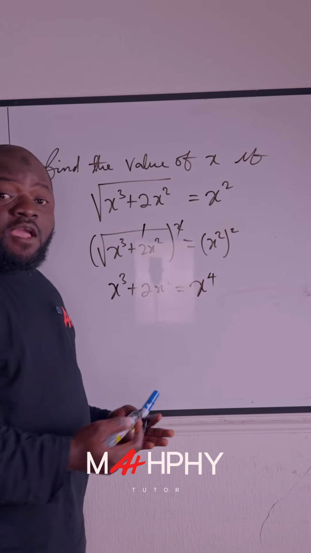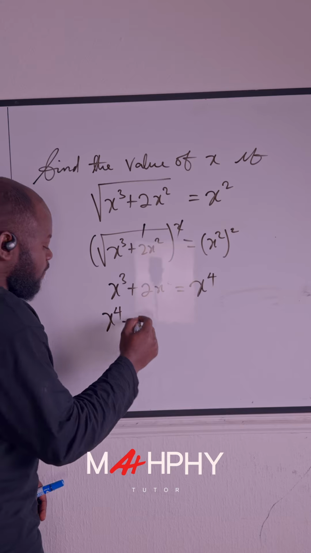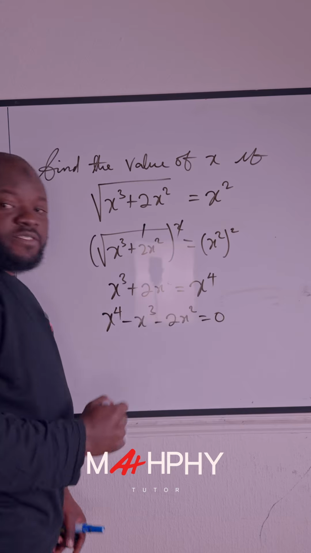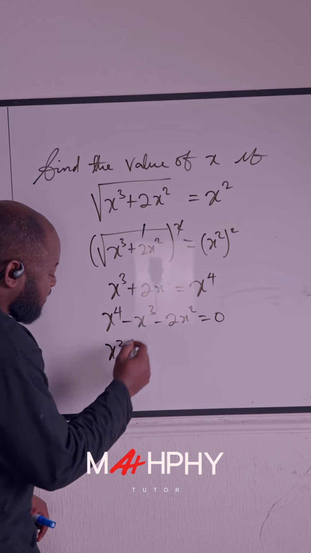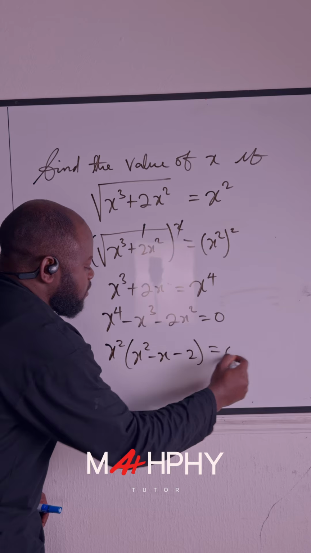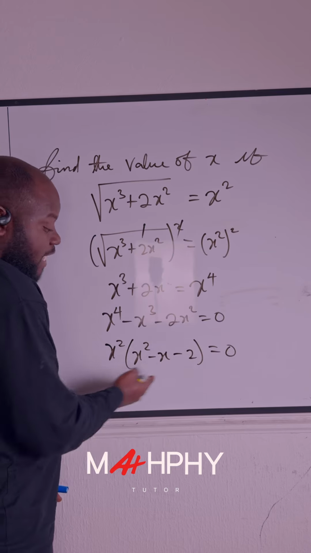So for me to get the value of x, I have to take this to the other side. Then I have x to the power of 4 minus x cubed minus 2x squared equals 0. Let's factorize out x squared because it seems common here. Then I'm going to have x squared times x squared minus x minus 2 equals 0. So from here now, I can factorize what is inside this bracket.